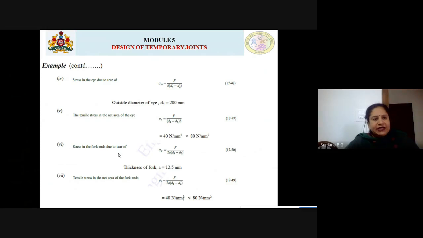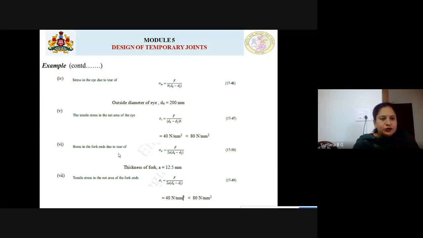Okay. If the tensile stress induced is less than the allowable or permissible tensile stress, then the design is safe. Okay. So next, using equation 17.50, we can find out the stress in the fork end due to tear. Okay. So this gives the thickness of the fork, A. Similarly, using equation 17.49, we can find out the tensile stress in the net area of the fork. Okay. So again here, if the induced stress is less than the permissible stress, the design is safe.